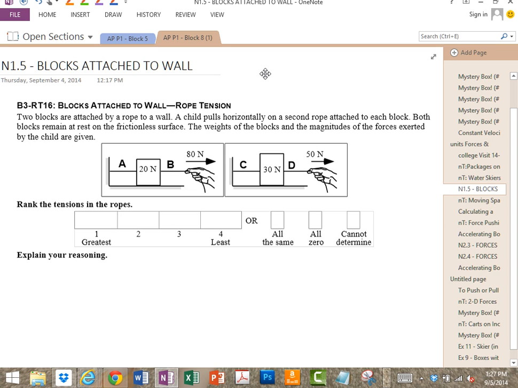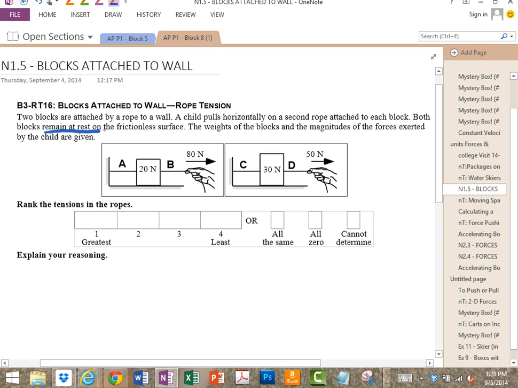And if you have some that are the same, you can say that things are equal. That's okay. 80 plus 20. Oh, you're talking about just the box alone? The box is at rest. So 50 and then... Is the pull force also affecting A along with the block? That's what I'm saying. No, it says it remains at rest. Okay. Both blocks remain at rest.